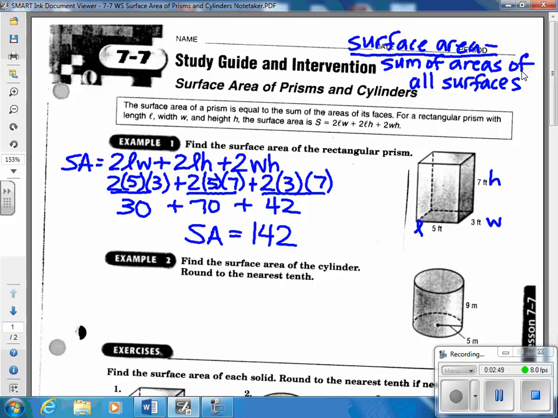Your units for surface area are the same as regular area. Because it uses the word area, it's always going to have a squared. So it's 142 feet squared. That would cover every single surface in this shape.